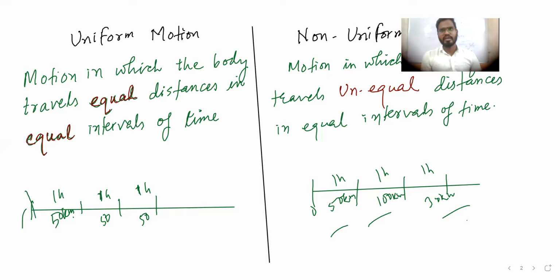Uniform motion means equal distance in equal intervals of time. Non-uniform motion means unequal distance in equal intervals of time.